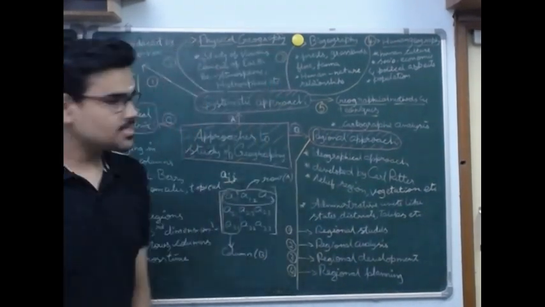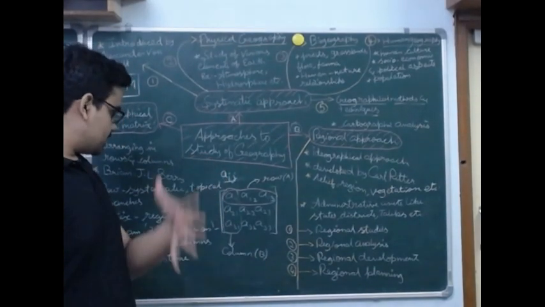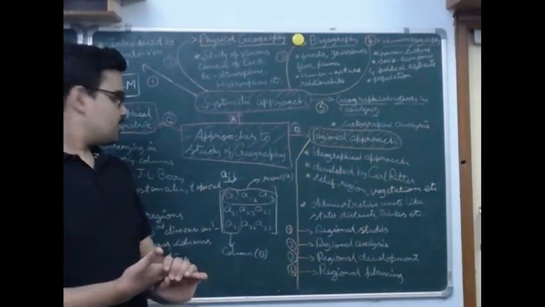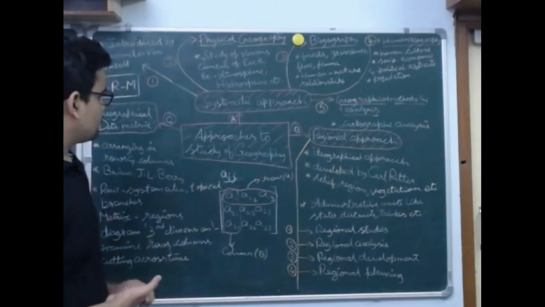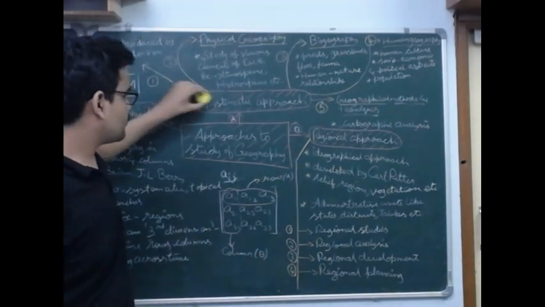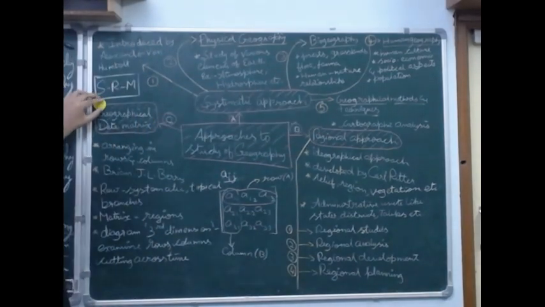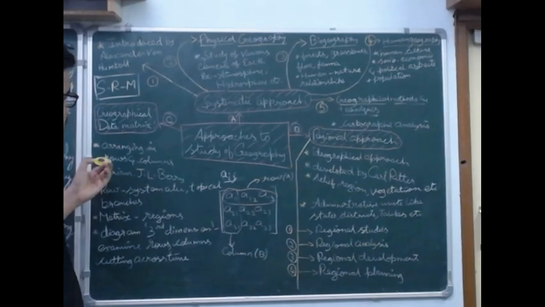The topic we are seeing today is approaches to study geography. The different methods that we can use to study geography are the systematic approach, regional approach, and finally the geographical data matrix. So we see them one by one.